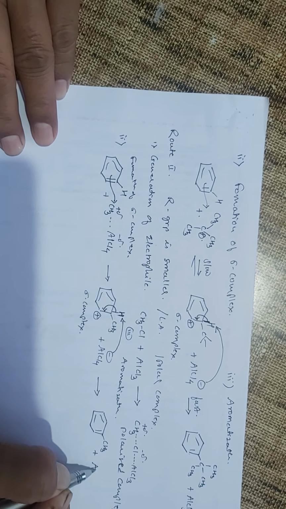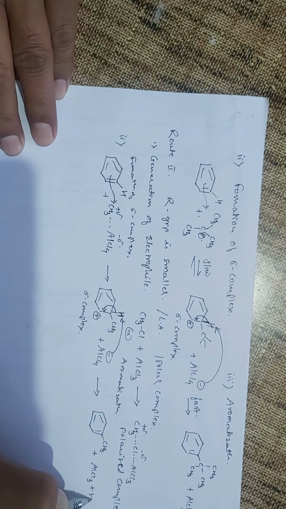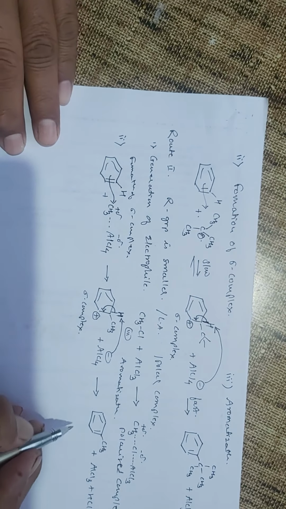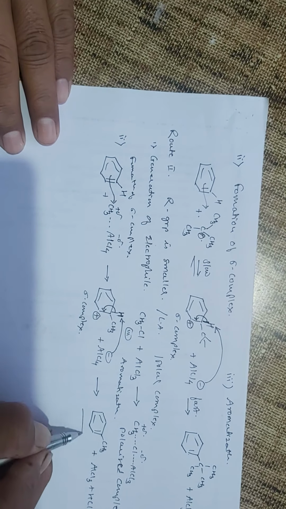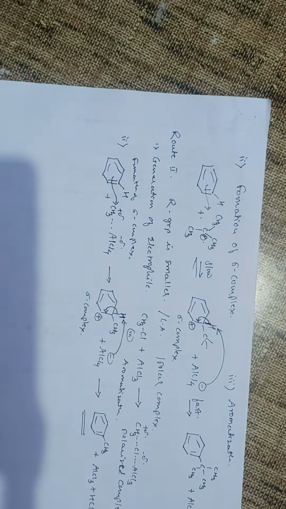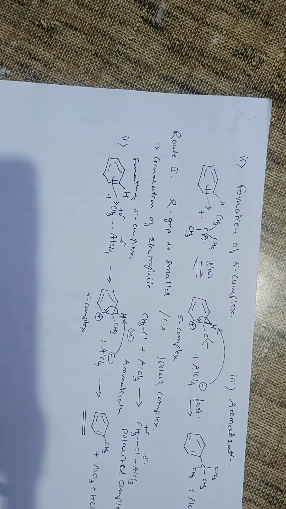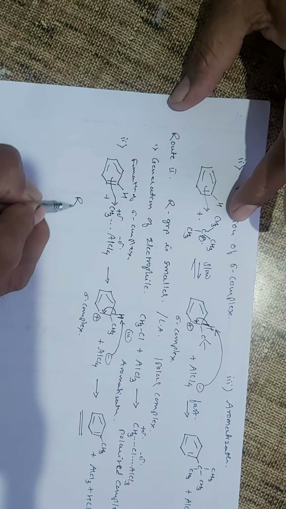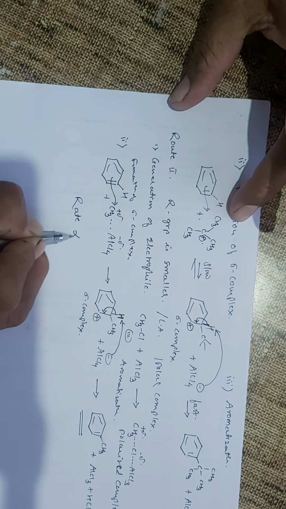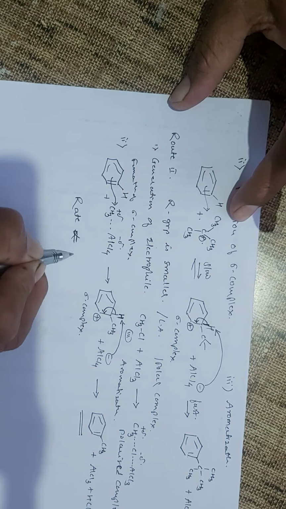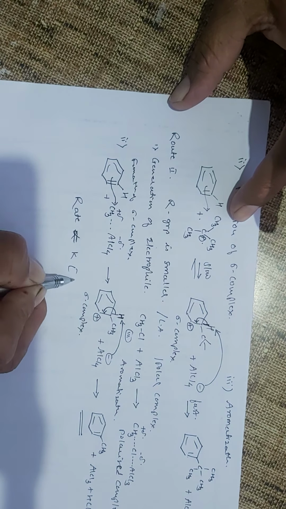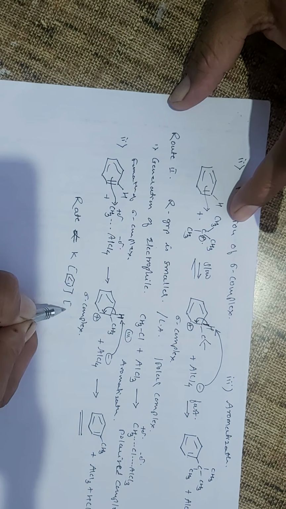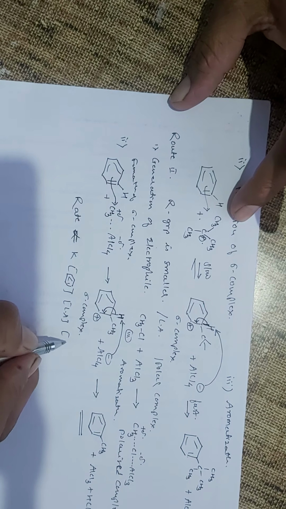Then in the overall reaction, AlCl3 plus HCl are the products, and here the aromatic character is maintained and the product obtained is methylbenzene. And so here the rate of reaction in both the reactions is equal to K into the concentration of the benzene nucleus, the concentration of the Lewis acid, and the concentration of the alkyl halide.